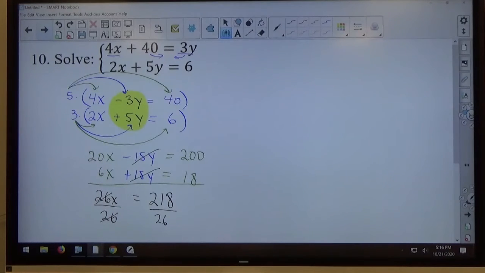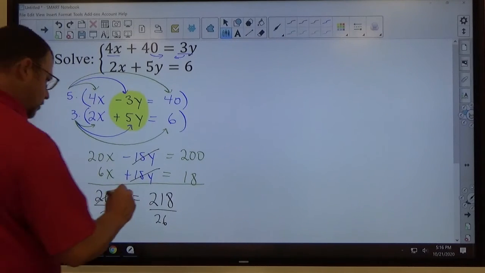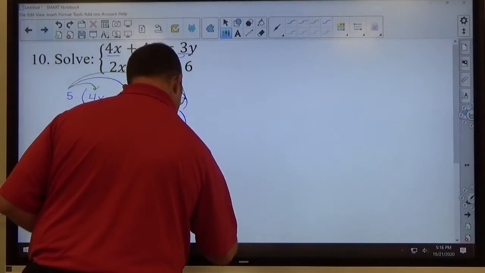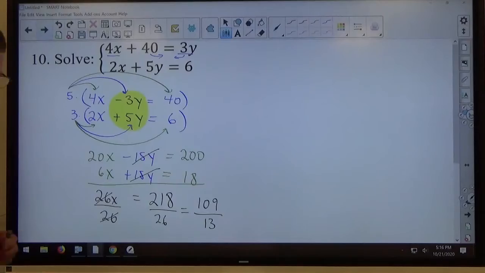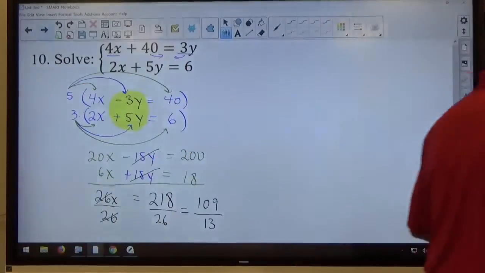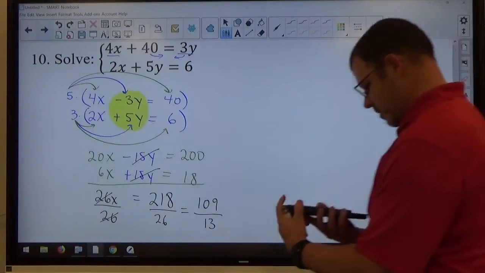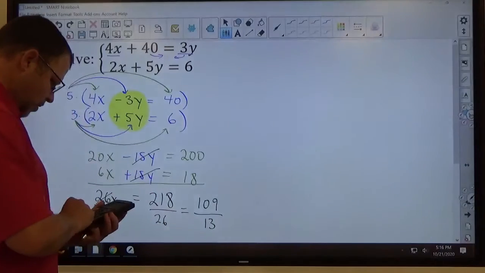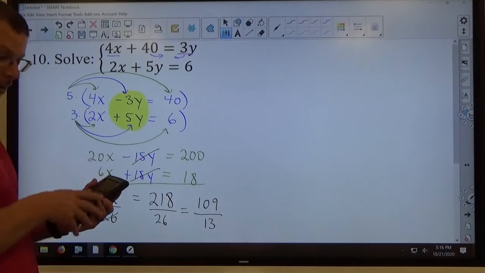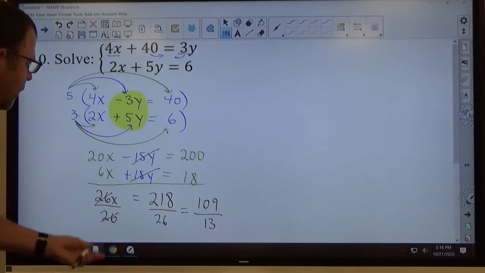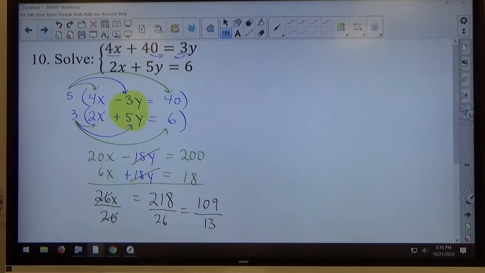And let's see, 218 divided by 26 reduces to 109 over 13. And I don't believe that divides evenly. So if I grab a calculator for that. 109 divided by 13 is a decimal. So 13 is a prime number, that doesn't reduce anymore. So x equals 109/13.